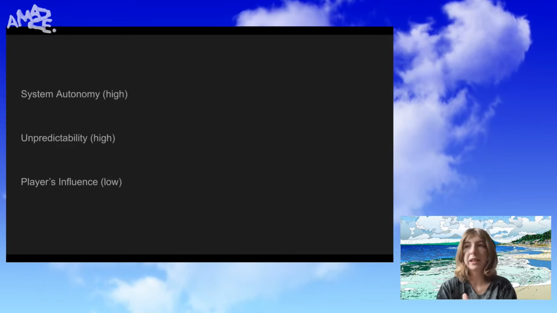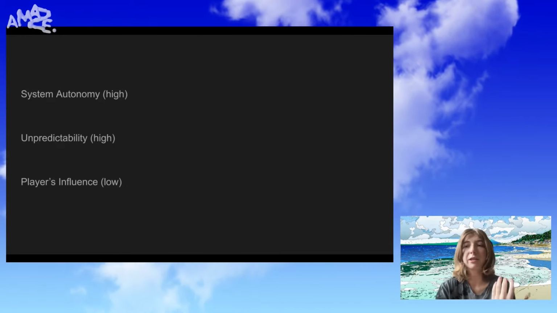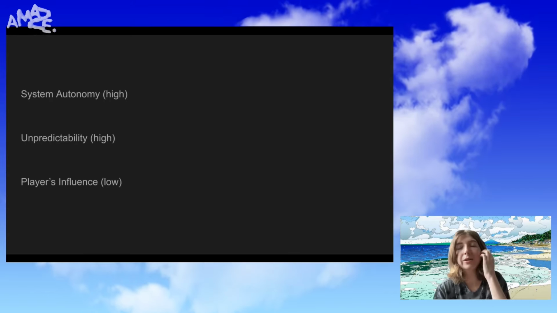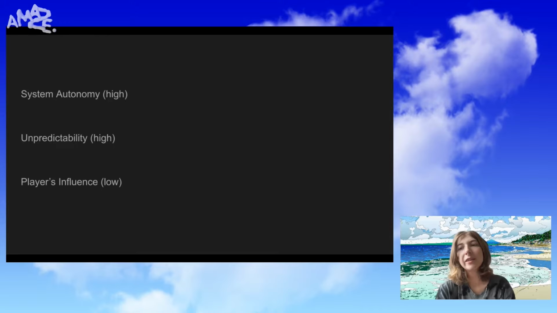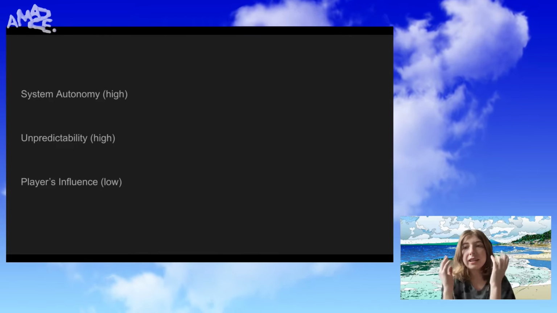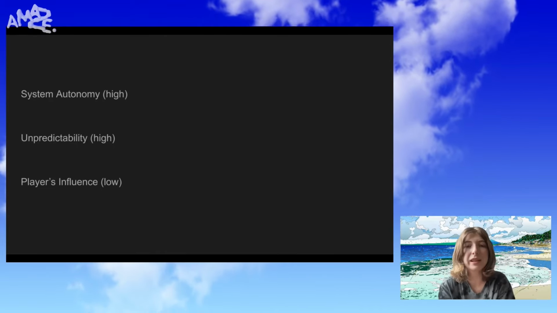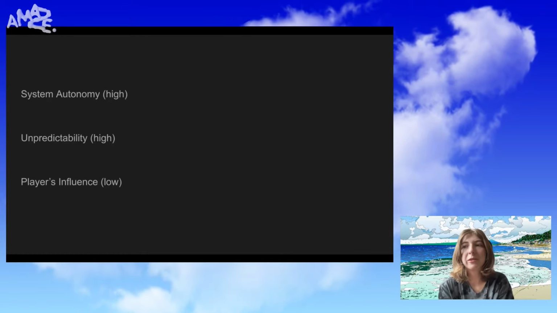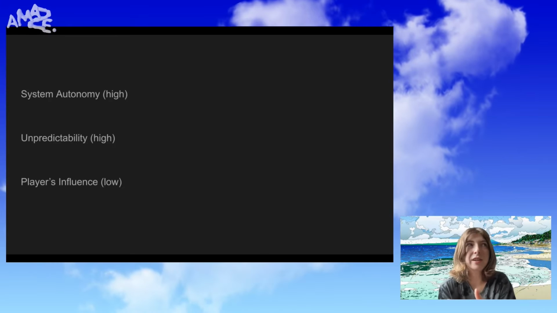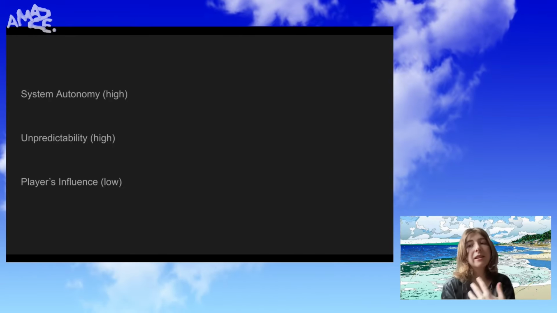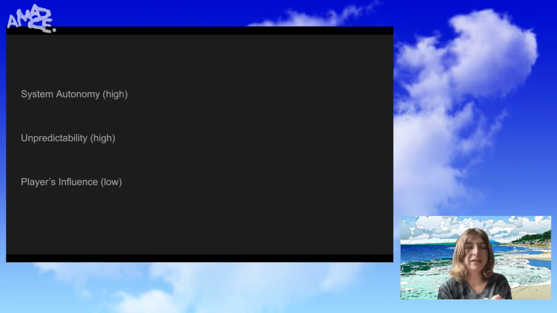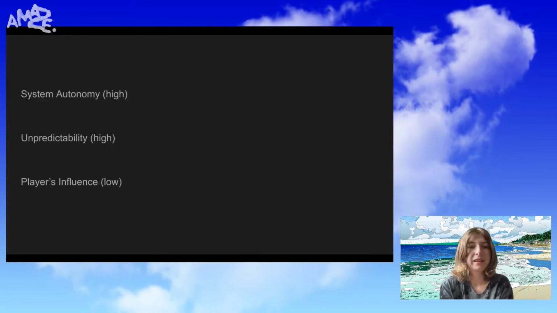And then there's unpredictability, which is just, can I reasonably predict what's going to happen next? I think the less that you can predict what's going to happen next, arguably, the more you can get into this sort of play headspace with it. And then finally, there's the player's influence. If you have a lot of influence on what can happen, I think it starts to veer into other types of play. The less influence you have, the more you enter this interesting headspace.